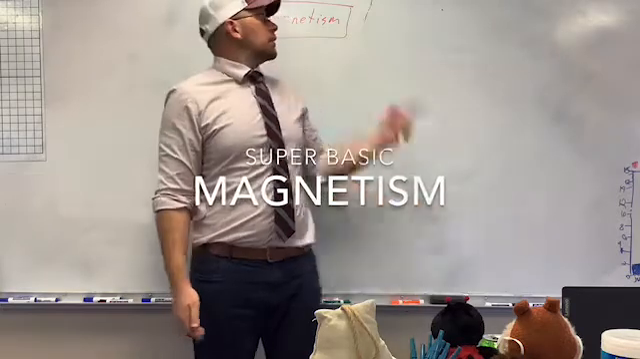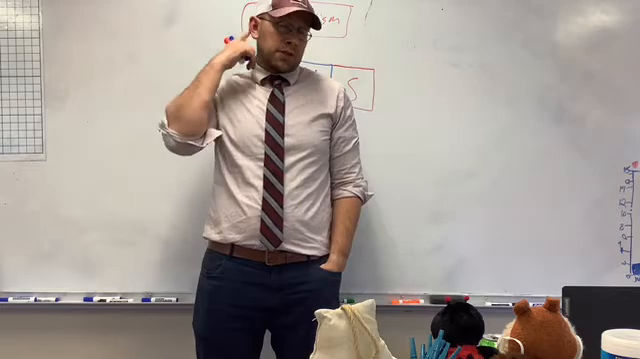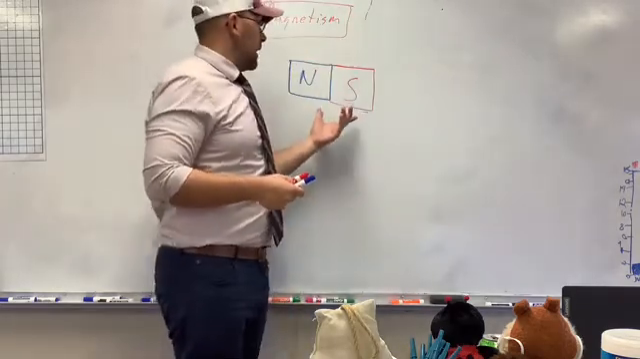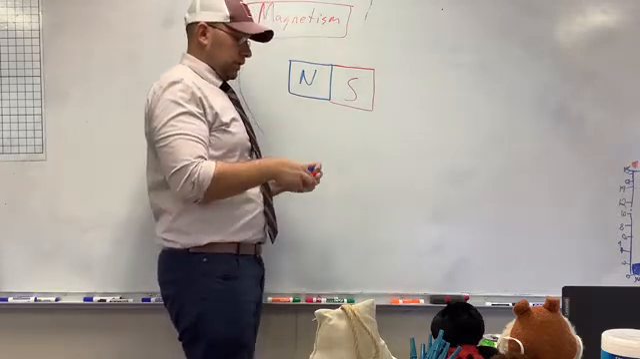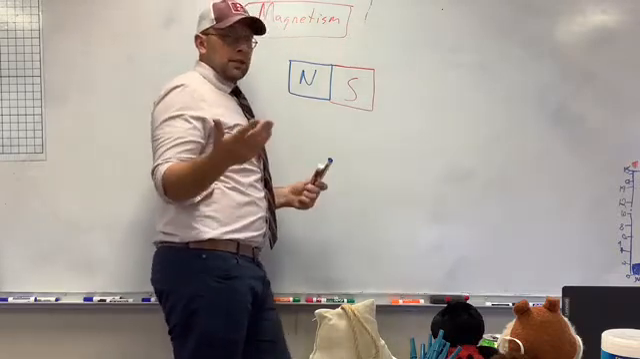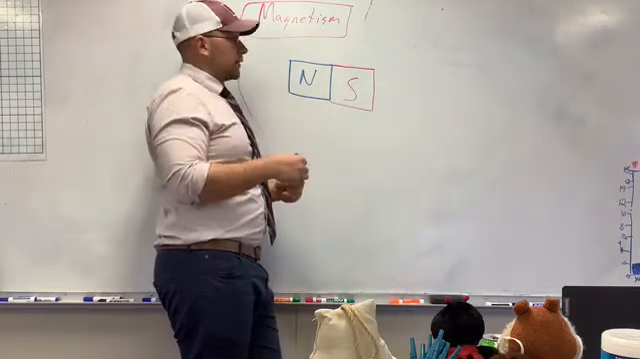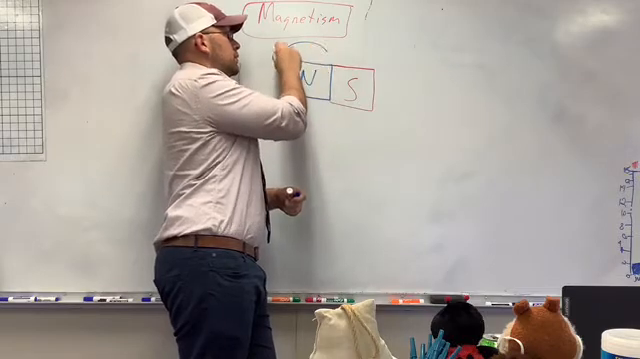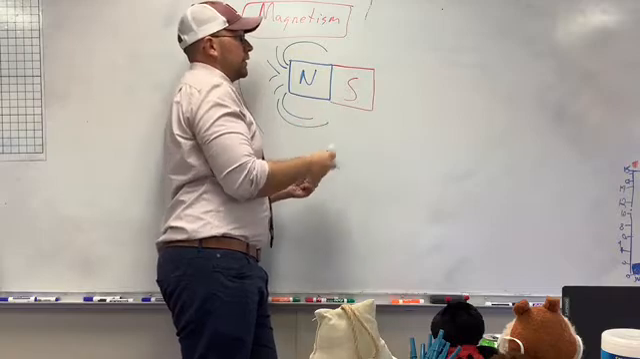Today we're going to talk about magnetism. Alright, magnetism is a force exerted on an object. So right here, I have a magnet. All magnets have a north and a south pole. So what does that tell you about the Earth, that we have a north and a south pole? It's magnetic. Alright, so you've probably seen this picture before of the magnetic field.